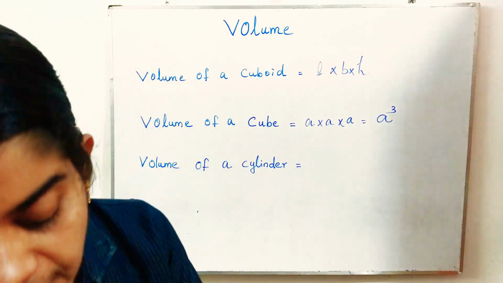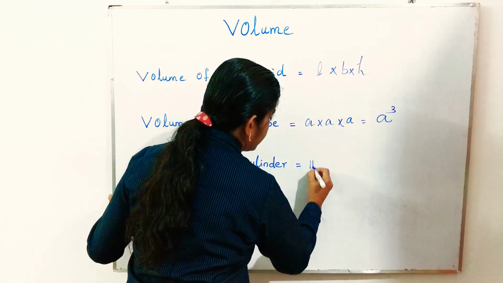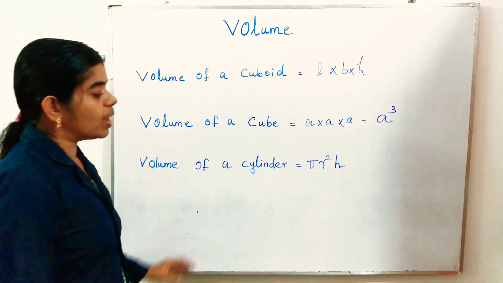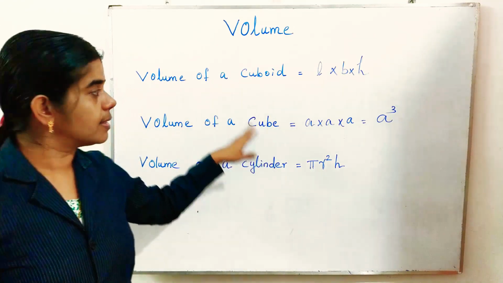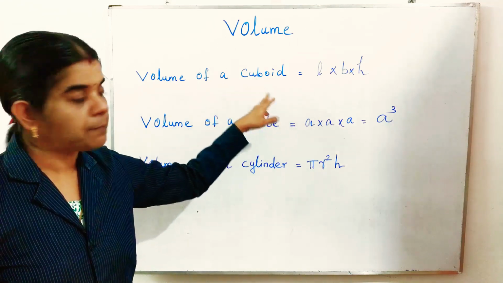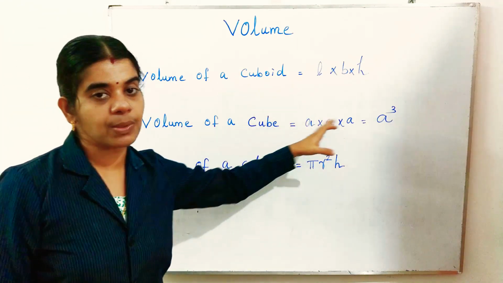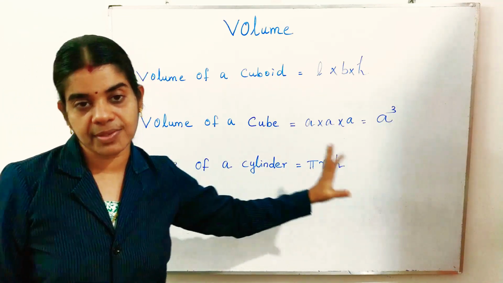So volume of a cylinder is pi r square into H. Area of base will be pi r square, H will be the volume of a cylinder. So today we discussed three solid shapes. Volume of a cuboid is L into B into H. Volume of a cube is equal to a cube. Volume of a cylinder is equal to pi r square H.